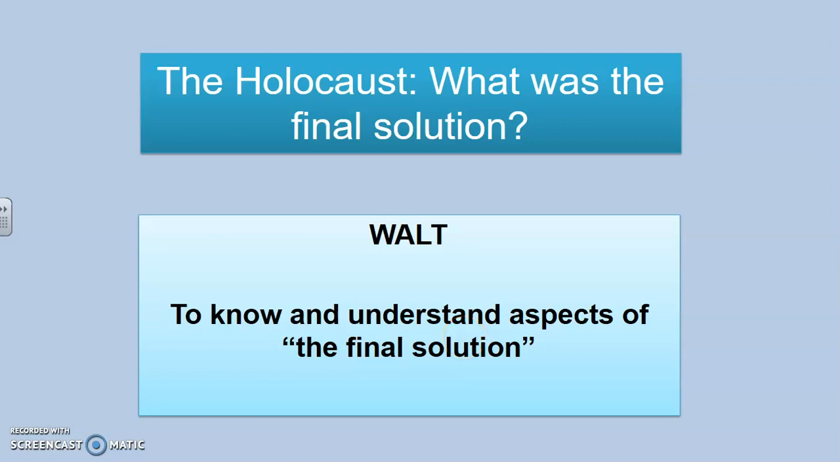Hello Year 9. Today's lesson is called the Holocaust. What was the final solution? In today's lesson we're going to try to know and understand aspects of the final solution, the plan that the German Nazi government had to complete their mass murder and genocide of the Jewish people of Europe.